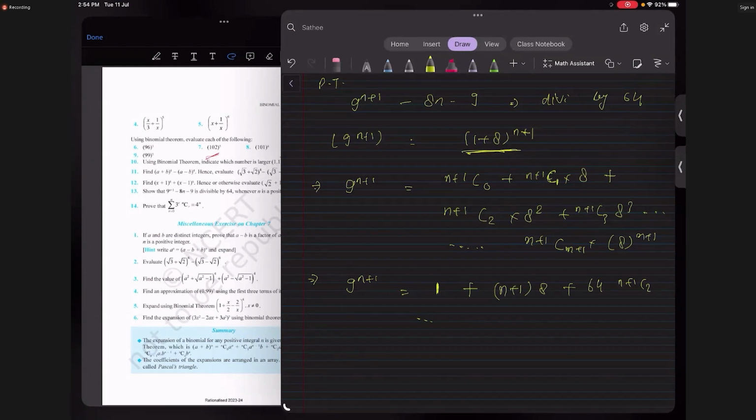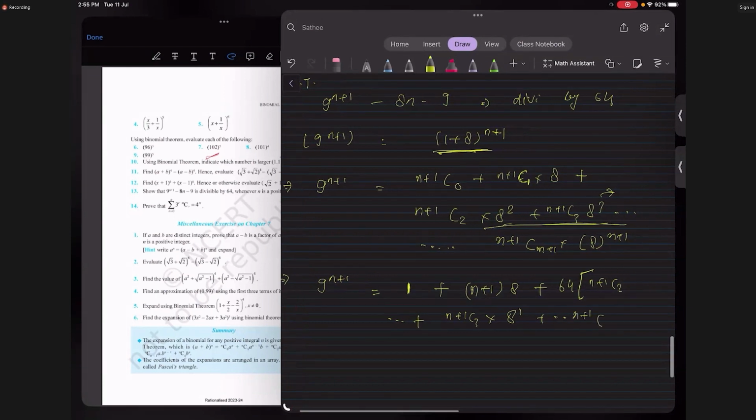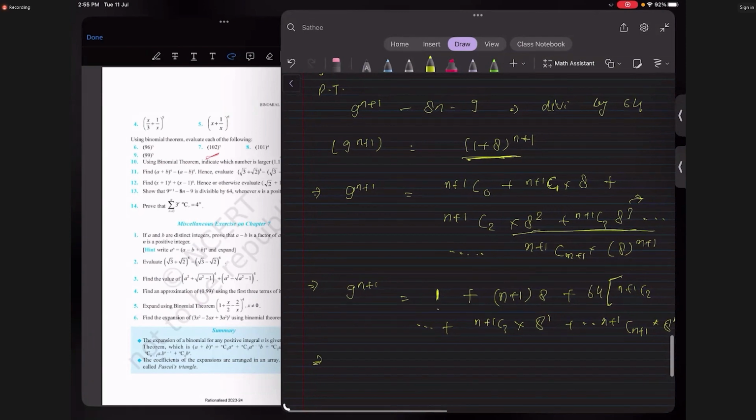If you observe all the terms after this, the 8 square will always be present, so you can take 64 common from all of them. So this would be n plus 1 c2 plus n plus 1 c3 into 8 to the power 1, and so on, plus n plus 1 c n plus 1 into 8 to the power n minus 1, since taking 64 common reduces the power of 8 by 2. And if we combine this term and move it to the left side, we get 9 to the power n plus 1 minus 8n minus 9 equal to 64 into k.